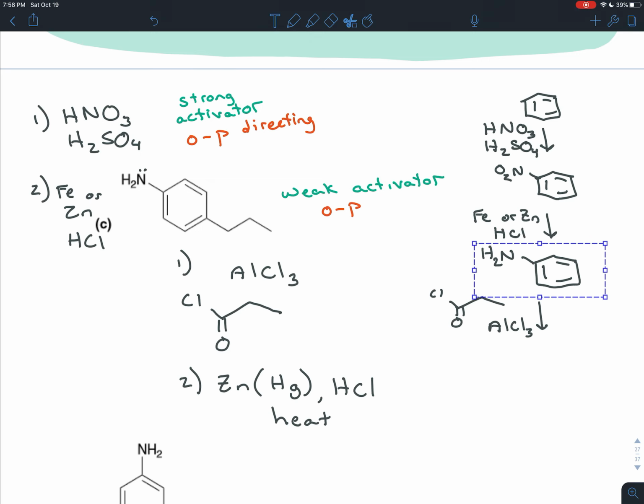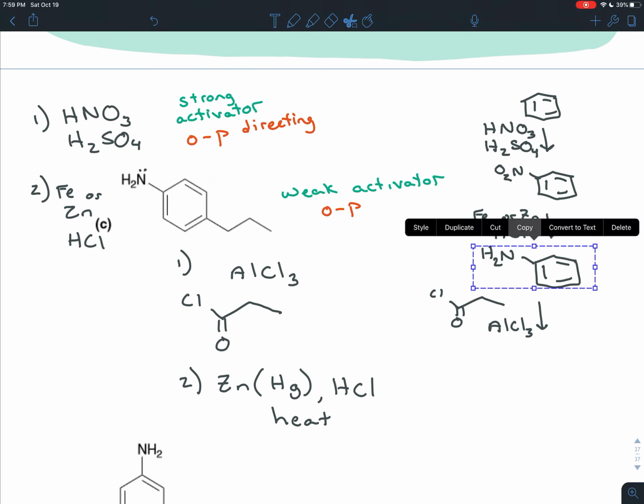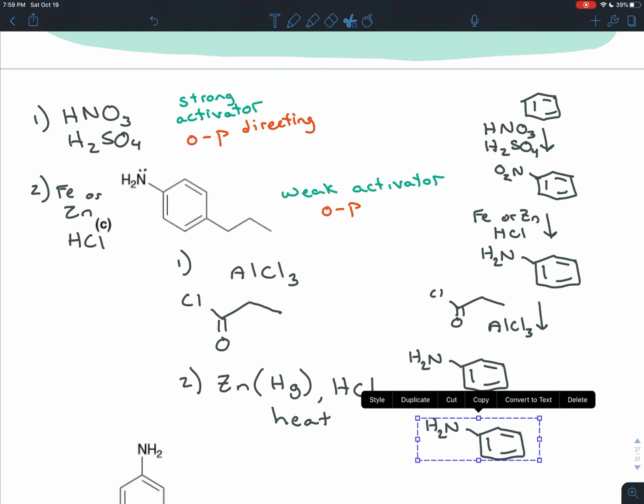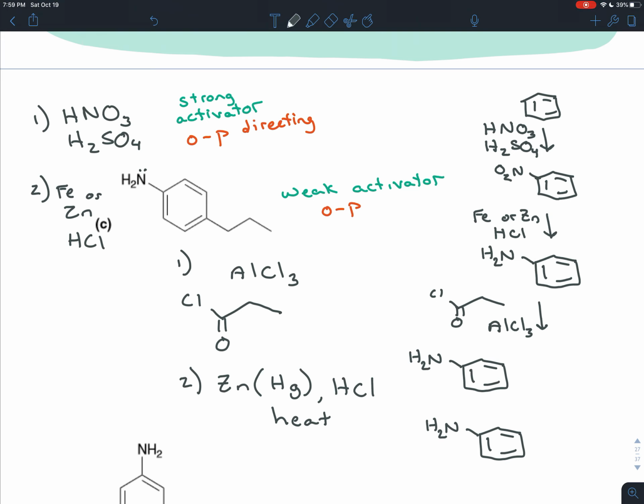So on the one hand, we will have the acyl group add ortho. On the other hand, we'll have it add para. Right? This NH2 is a strong activator. It's an ortho-para director, so we'll get both the ortho product and the para product.